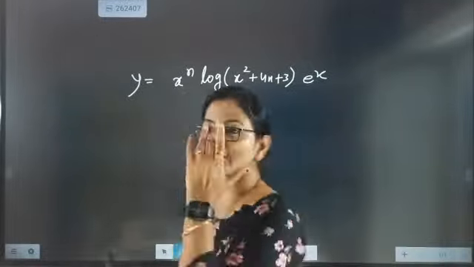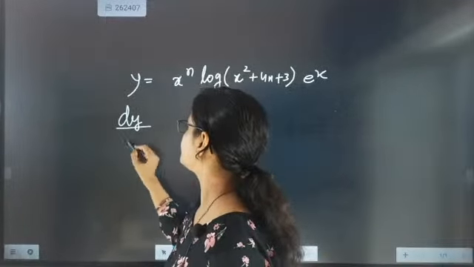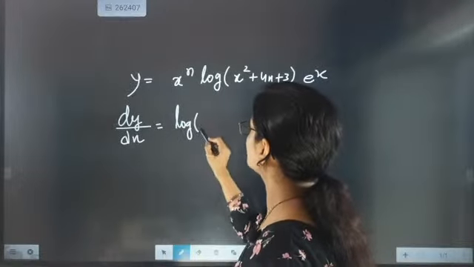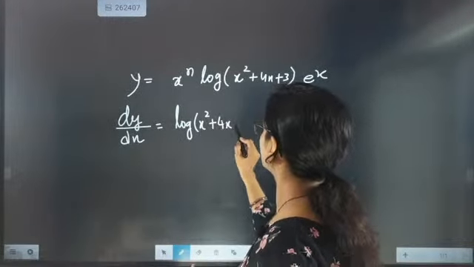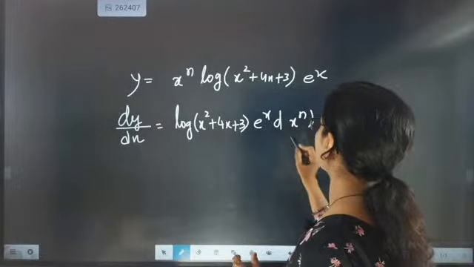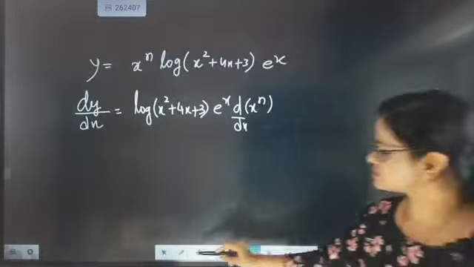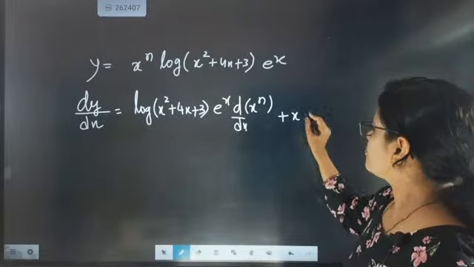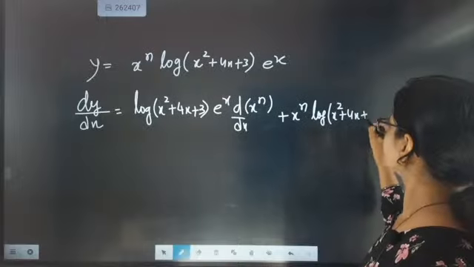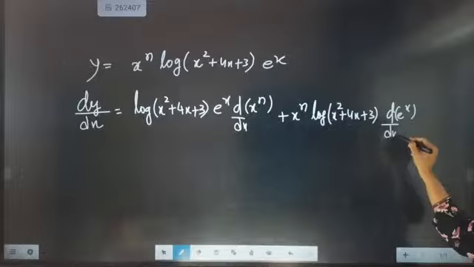Now look here. First, what we are going to do here is we will take x to the power n and we will leave everything else. Now here log of x square plus 4x plus 3, e to the power x, to the power n taken. This I have left. Fine. Now next, x to the power n I have left, log of x square plus 4x plus 3 I have left, differentiated e to the power x with respect to dx.